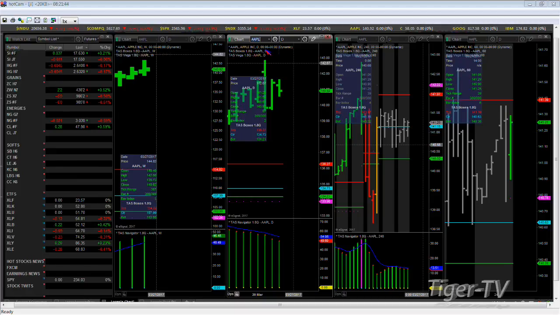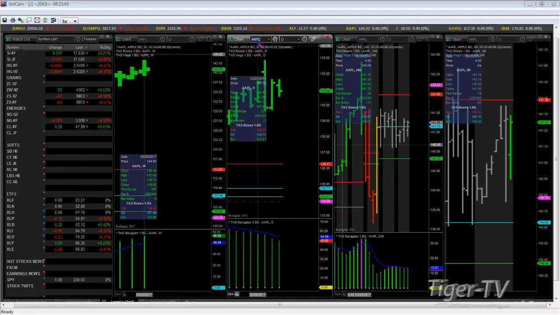Apple, again, this is just nothing to play around with on the short side. I just wanted to point that out. I don't like Apple, but you cannot short it right now.